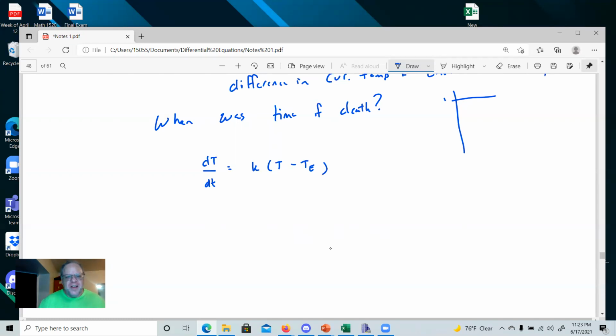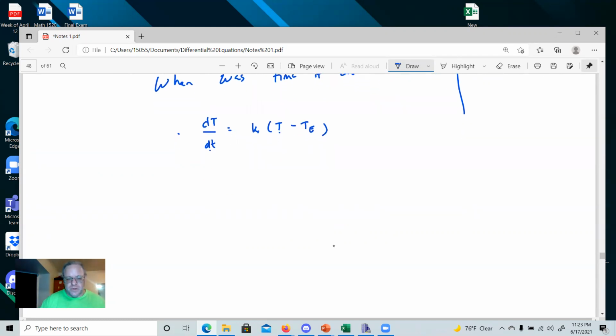That's what they do. Okay, so we're going to set this up. The change in temperature is proportional, with a constant of proportionality, to the difference of the current temperature and the temperature of the environment. Okay, so there's our starting point. At this point, the calculus is not really all that tough, is it? This is equal to k dt. So we're going to be able to say something like natural log of T minus TE.